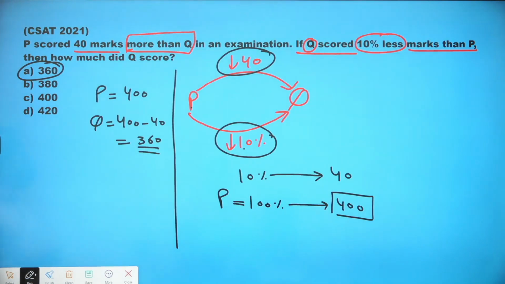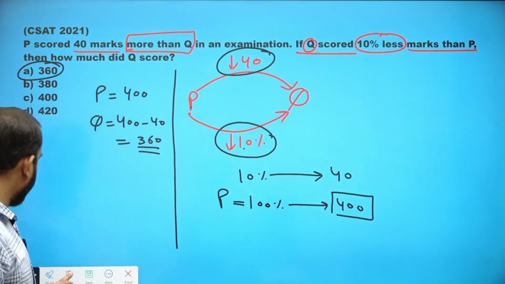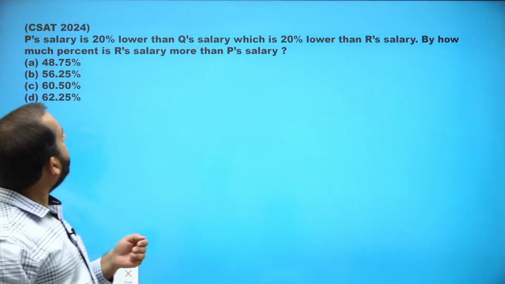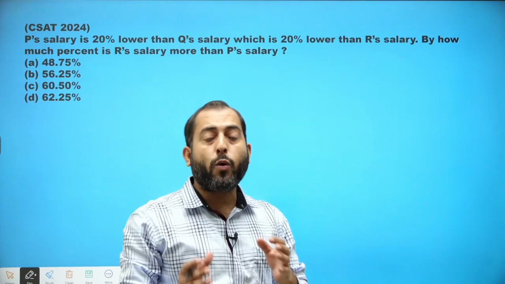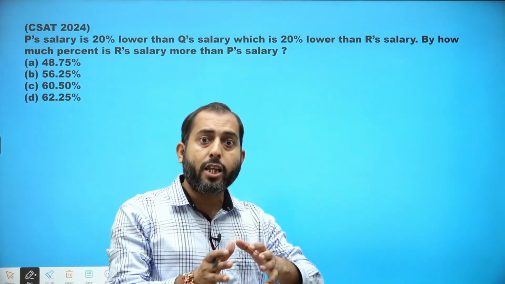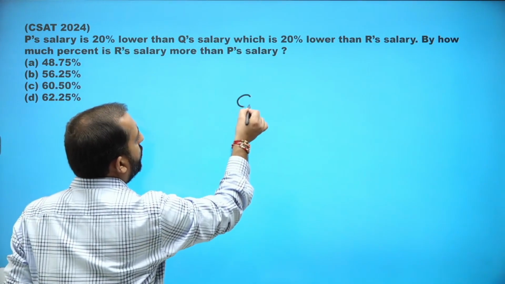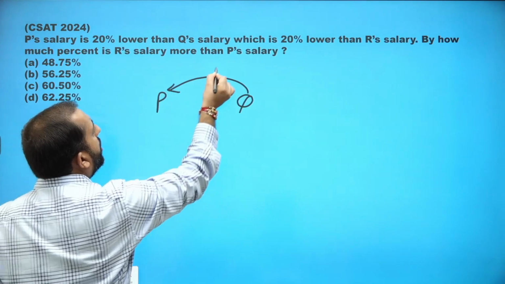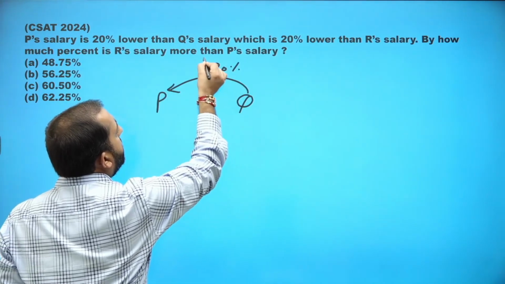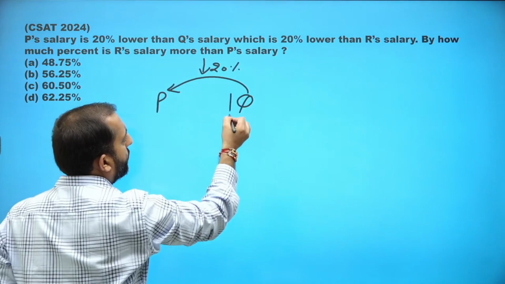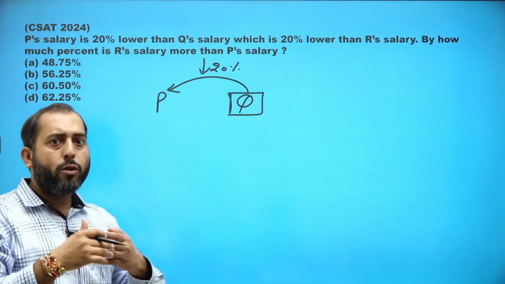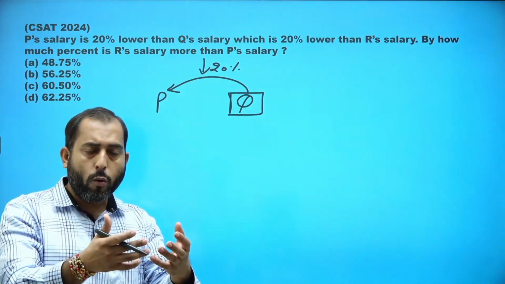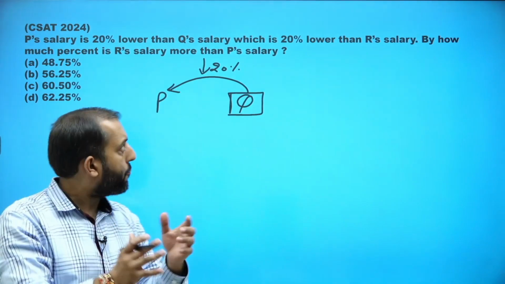Now, let's move on to the next question. Now, this question says P's salary is 20% lower than Q. So, there is Q, there is P, and salary of P is 20% lower than Q. So, if we are talking about P and Q, then comparison has been done with respect to Q. Our base value is Q.